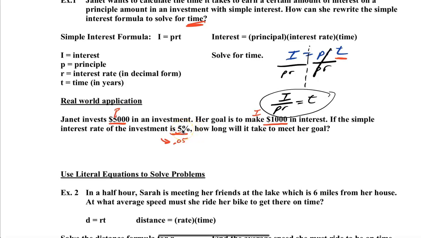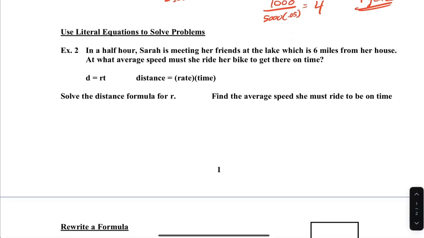And then all we do is plug all that in. So our time is 1,000 over 5,000 times 0.05. We type all that into our calculator, and we get 4. It'll take her 4 years to get that interest. So that's the general idea. Let's do another one.